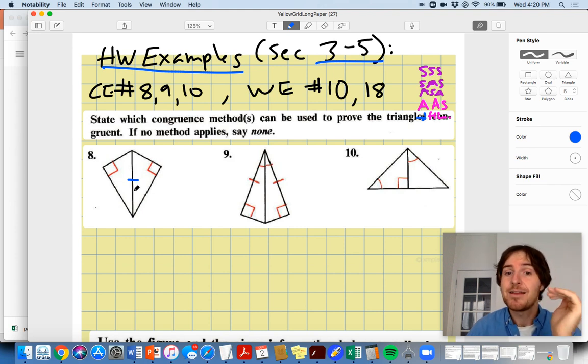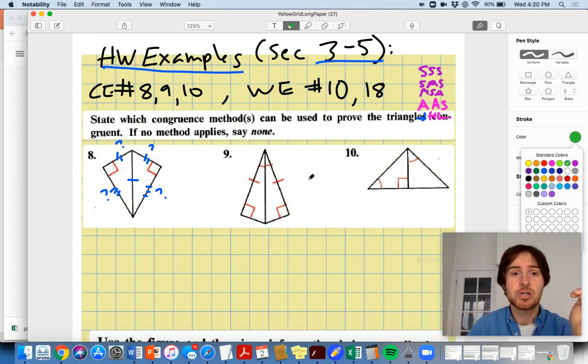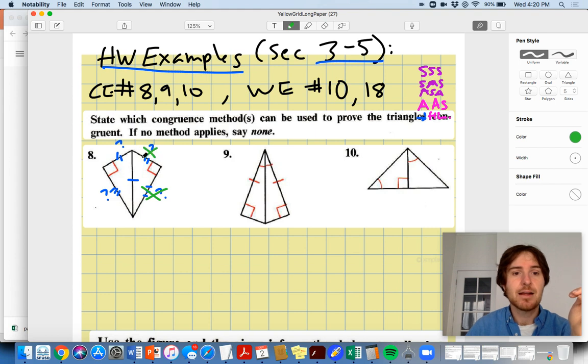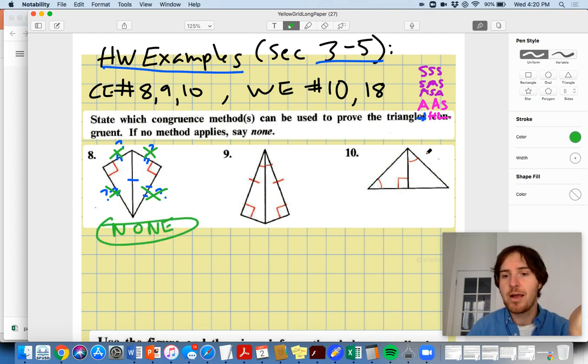Do we have a leg here? So is it possible that this leg is congruent to that leg, or that this leg is congruent to this leg? Do we know that for sure? Well, they could be. They very well could be, but we don't know for sure, right? So I'm going to X this out. This is not true. We don't know if they're actually true or not. So this one is going to answer with none. We don't know whether or not those triangles are congruent, okay?